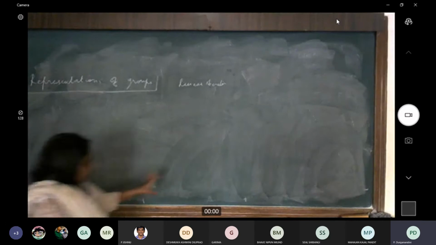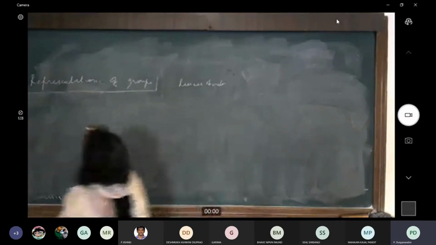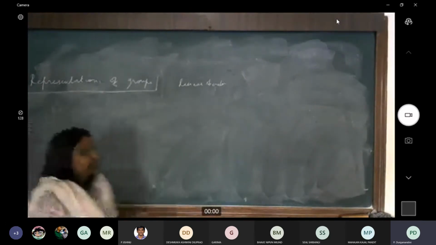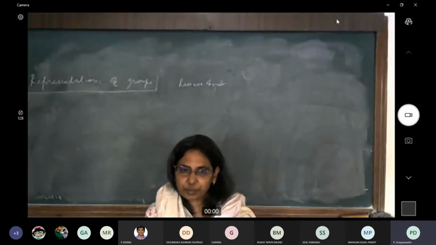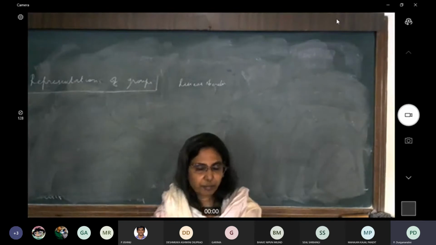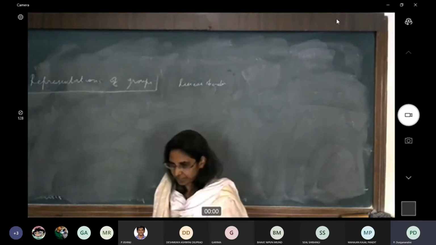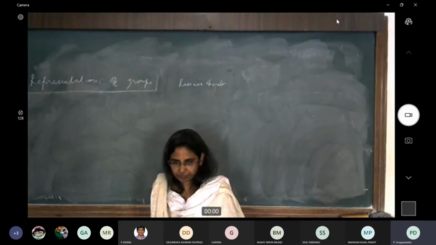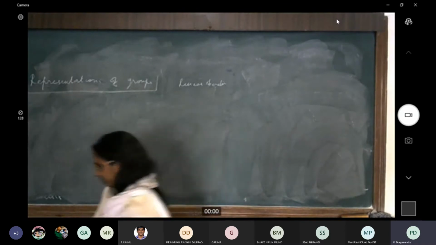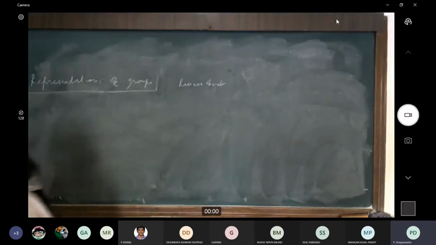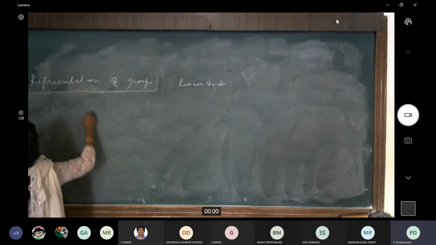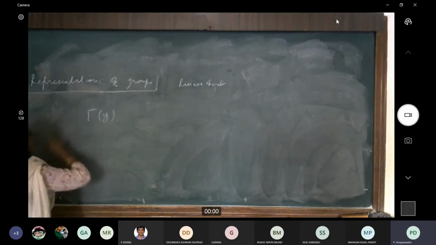So now we saw that if I have two representations, I can ask the question: can I distinguish two inequivalent representations? Because I said that I can call two representations equivalent if they are related by a similarity transformation. So the question boils down to asking how do I distinguish two inequivalent representations?